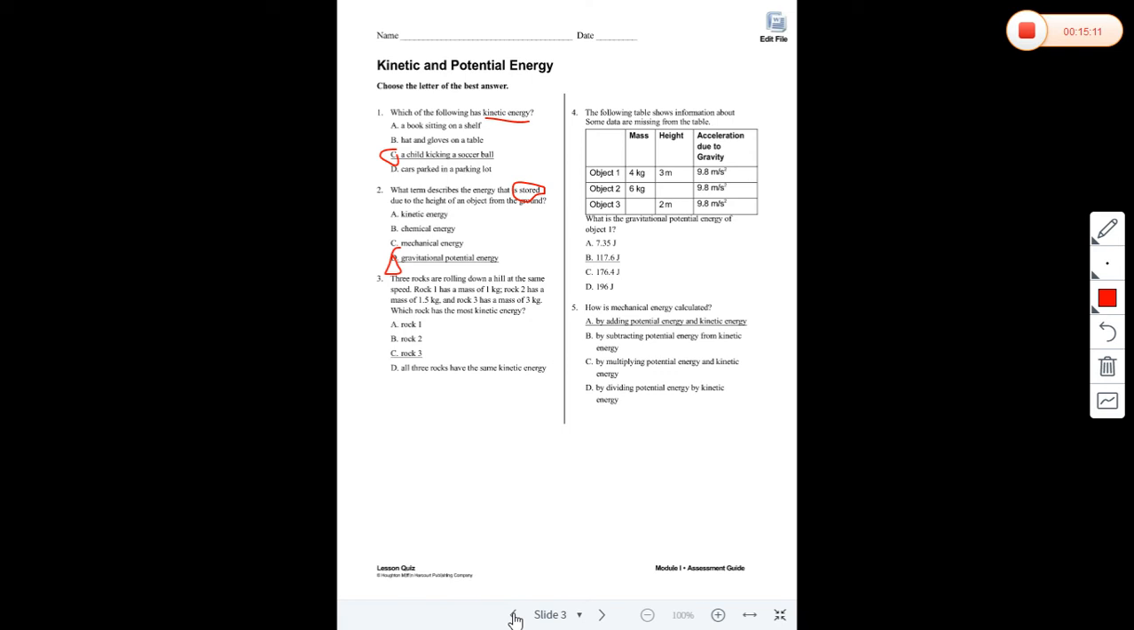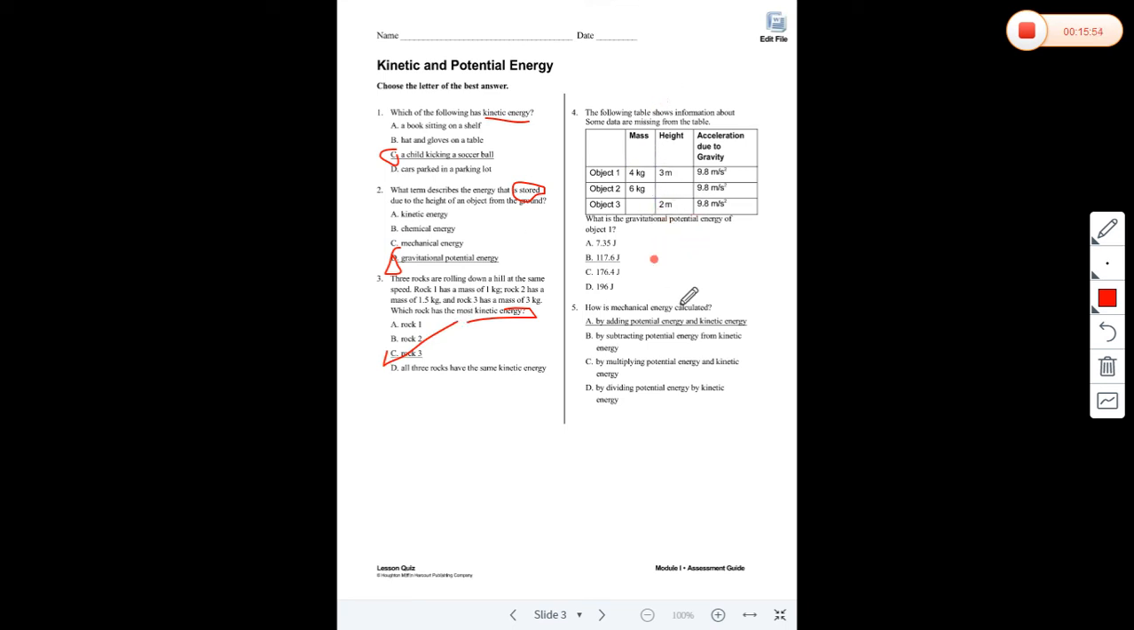So we have two factors affecting the kinetic energy. The first factor is mass, the second one speed. So by increasing mass or speed, the kinetic energy increases. Okay, so to know the most kinetic energy, you must choose the biggest mass. So rock number 3 has the largest mass, 3 kilograms, so we will choose letter C.